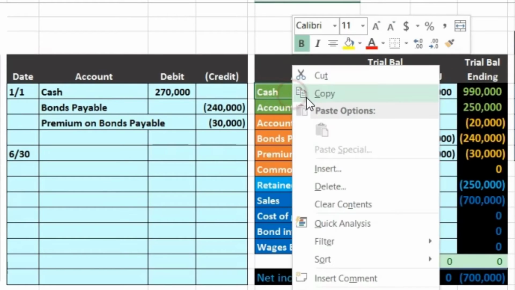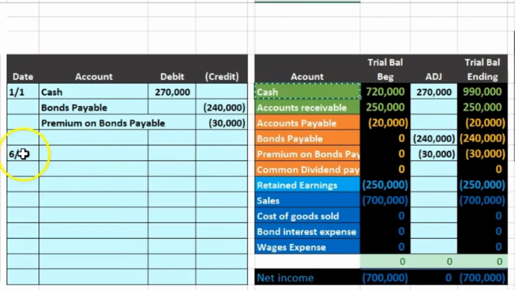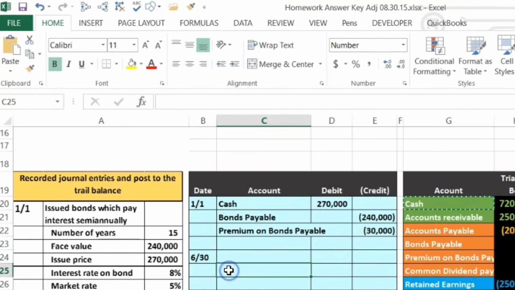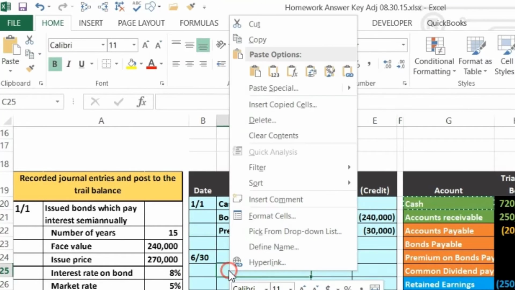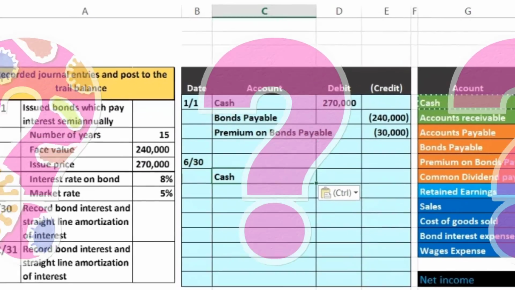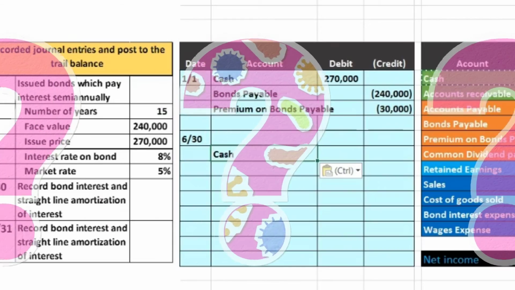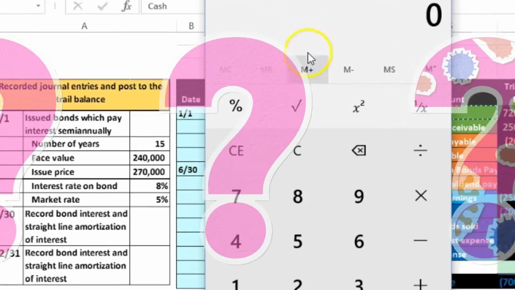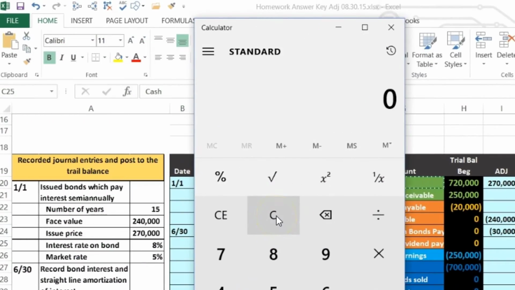So I'm going to right click, copy the cash, and put that under the date so that the credits will go on the bottom. So we are in C25, right click and paste 1, 2, 3. And then the question is, how much should we credit? If we pull out the calculator, sometimes it's easier to do this stuff in a calculator and then pull it over. So we'll do it two ways here.